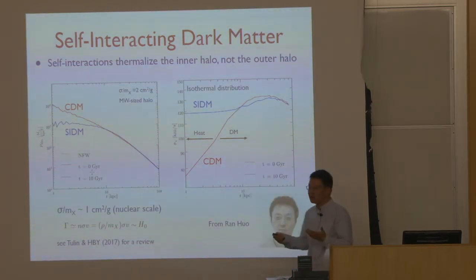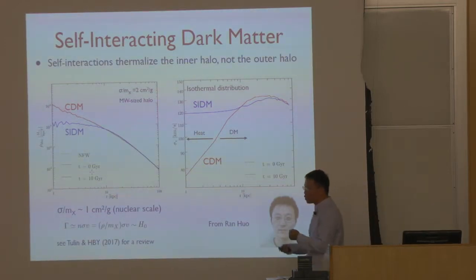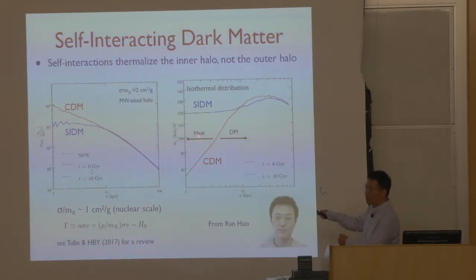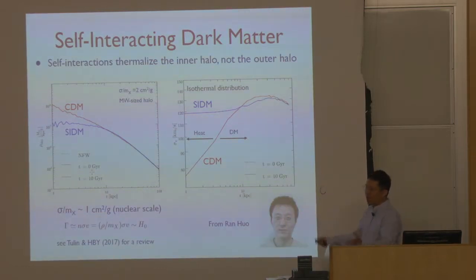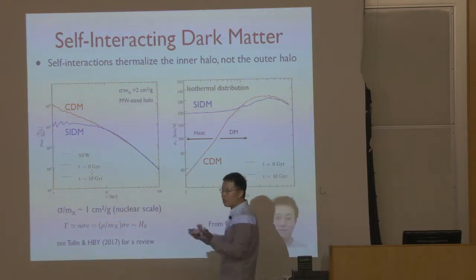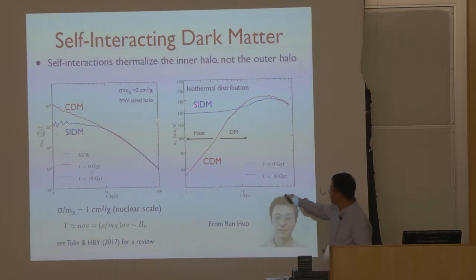There's no choice. However, once you turn on collisions, the collisions will transport heat from the outer region to the inner region. Then those inner particles become heated up. They gain kinetic energy and try to occupy the larger radius. That's the reason why the density becomes shallower, right? Without the baryons here. Then if you look at the dispersion profile, it becomes flat. It's almost flat, roughly independent of the radius, especially in the inner region.